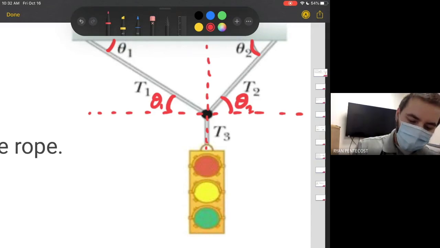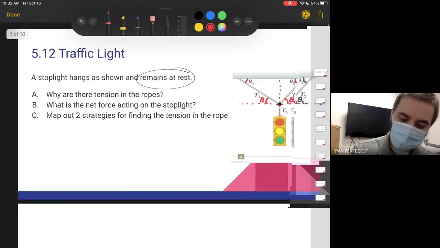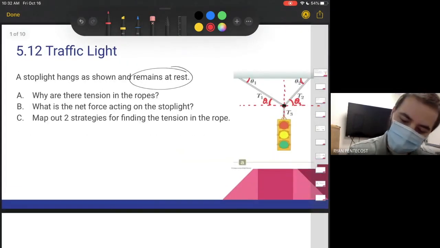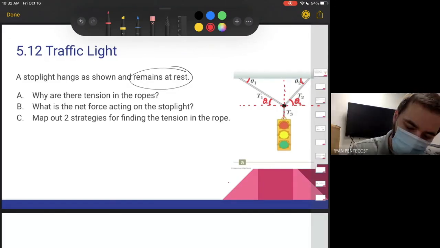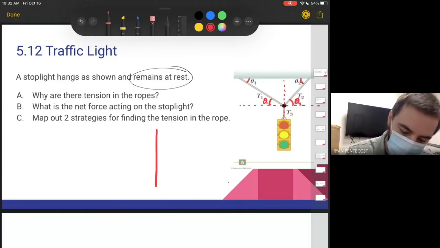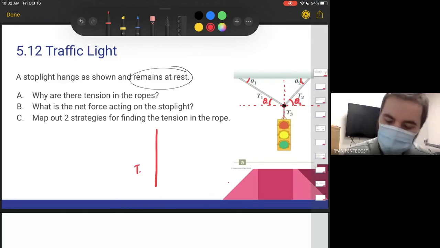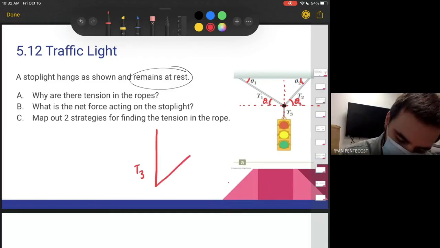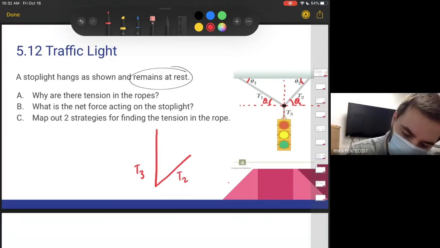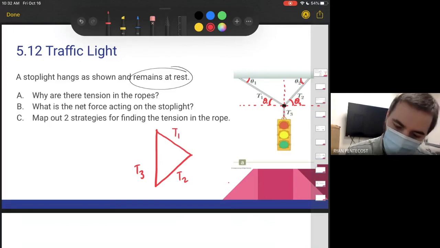Okay, another way to do this problem is law of sines. So what you do is you take those lengths and you recreate them in a triangle. We know that T3 is vertical already. T2 comes off at an angle, so we could say that this was T2. And then T1 comes down in the other direction. You can say that's T1.